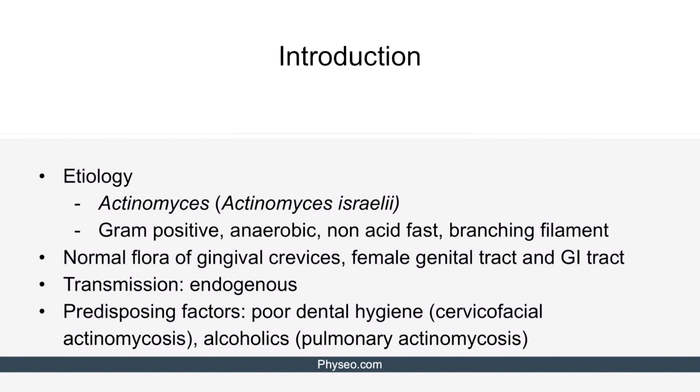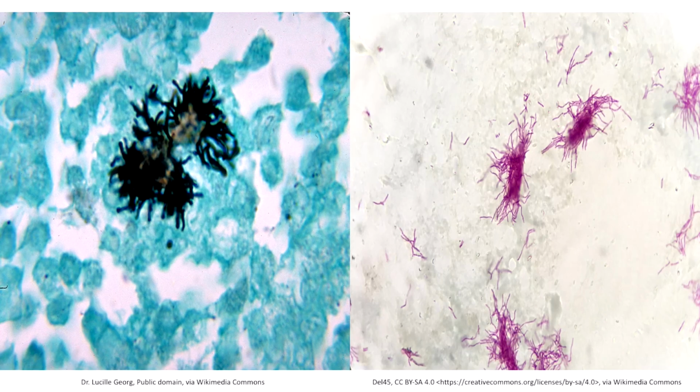Therefore, transmission is endogenous. Poor dental hygiene leads to cervicofacial actinomycosis, and alcoholics can develop pulmonary actinomycosis due to the increased risk of aspiration. Here is a comparison picture showing the acid-fast staining of actinomyces on the left and nocardia on the right. Actinomyces is a non-acid-fast bacteria that stains blue after adding methylene blue, meaning that the initial red stain of carbol fuchsin is removed with the addition of a decolorizer.